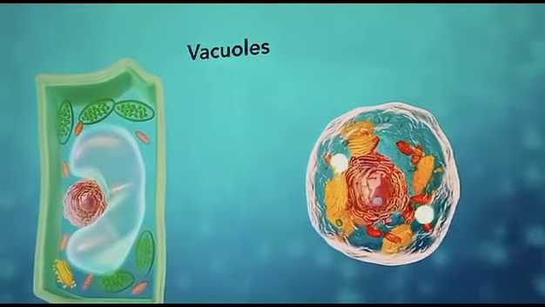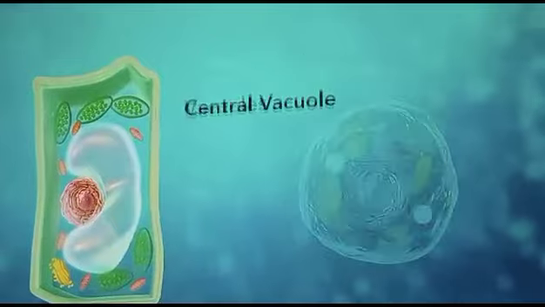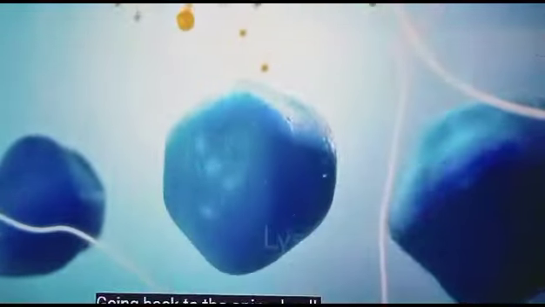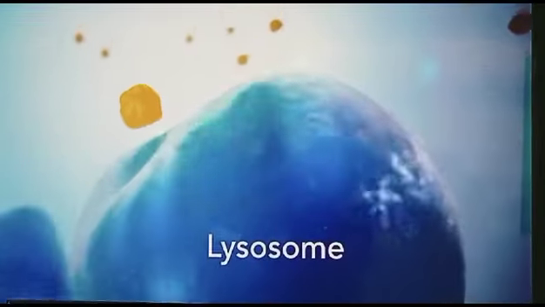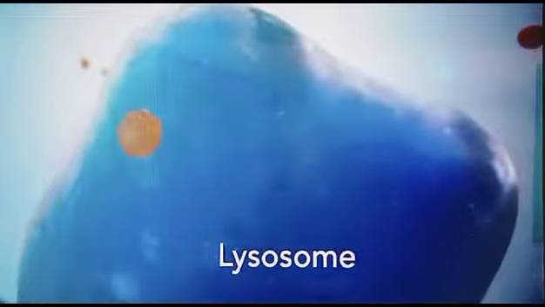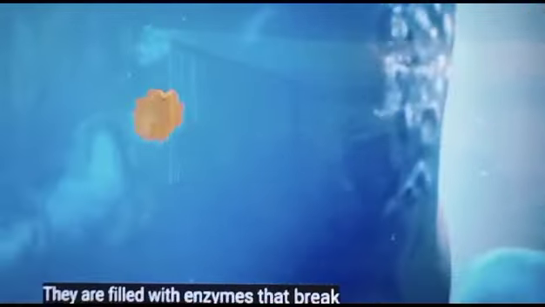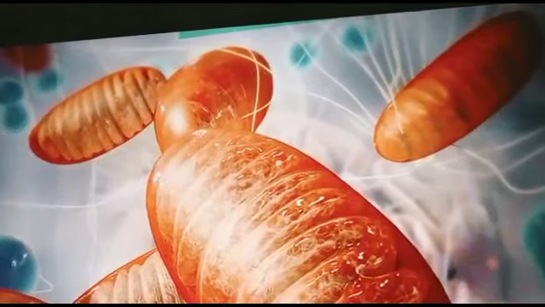Vacuoles are sac-like structures that store different materials. Here, in this plant cell, is the central vacuole. Going back to the animal cell, you will see an organelle called a lysosome. Lysosomes are the garbage collectors that take in damaged or worn-out cell parts. They are filled with enzymes that break down this cellular debris. The mitochondria are the powerhouse for both animal and plant cells.